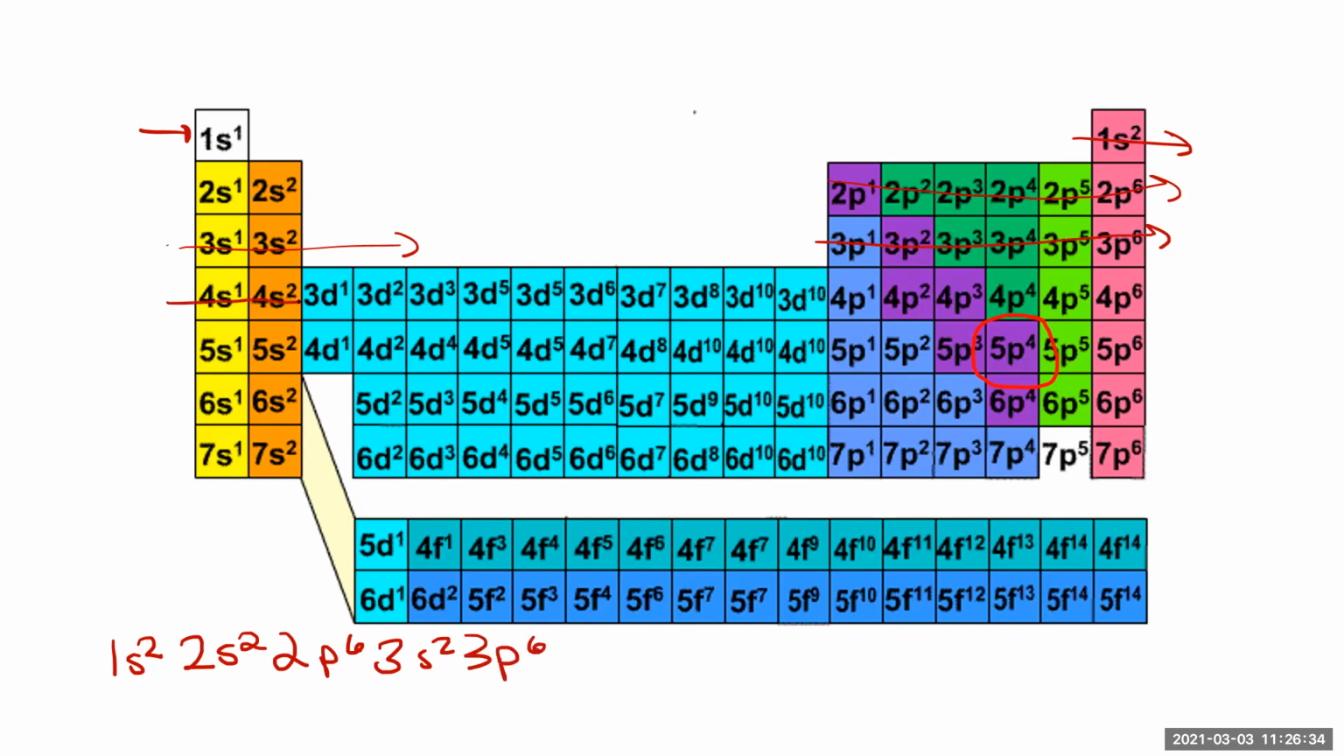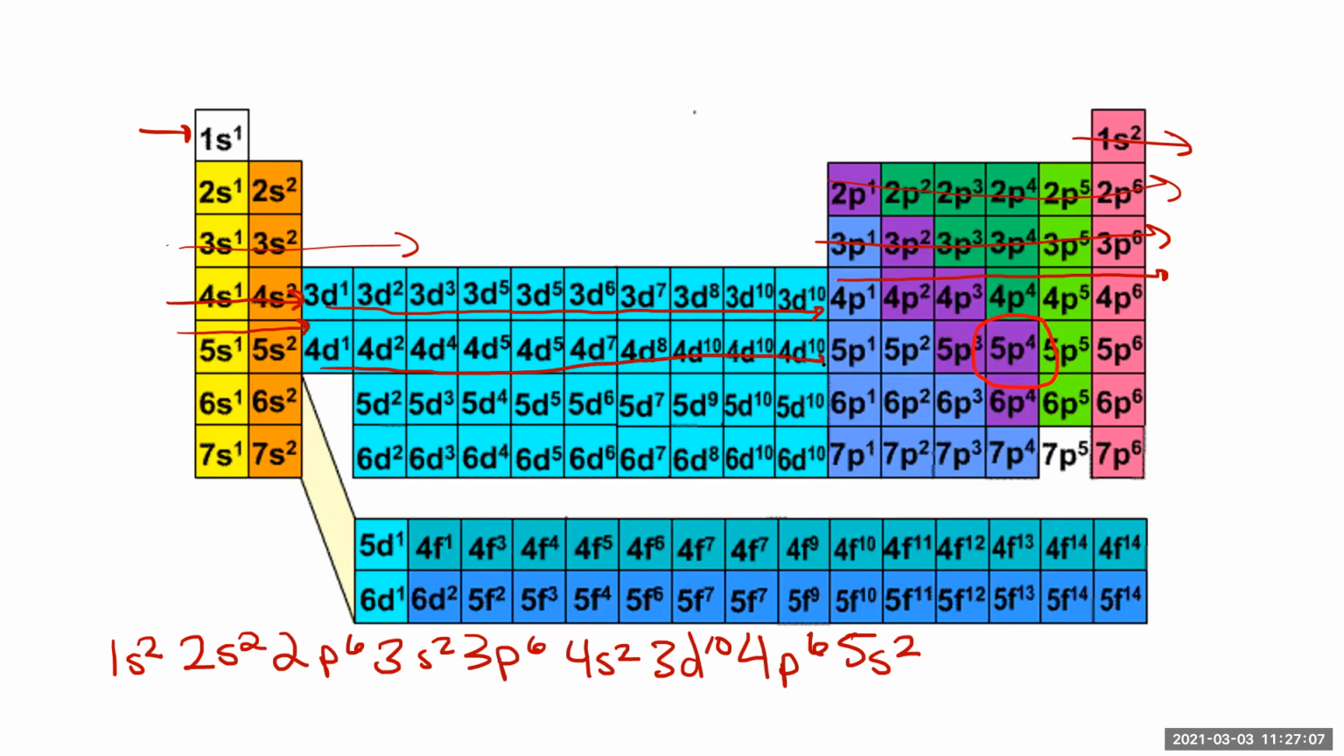We now fill here, 4s2. We now encounter our D subshell, so it now is 3d, and we keep going all the way, 3d10. Back in the P subshell, but now in the 4th energy level, so 4p6. Here we hit the 5th energy level with the S subshell, so 5s2.